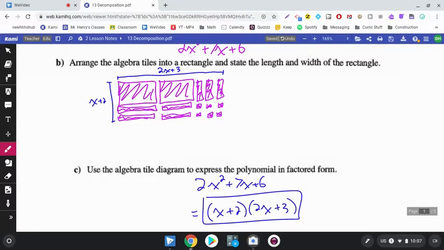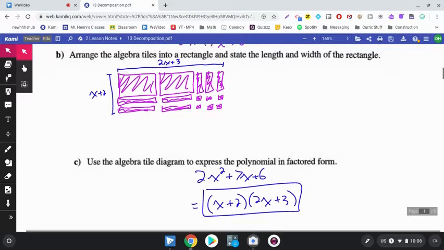Well, it's okay. It's good to think about the rectangles. But I need to be able to do it without tiles as well. And especially you guys at home don't have tiles, so that's why we're really going to use the other methods. So let's move on to the next page and jump into the next example.